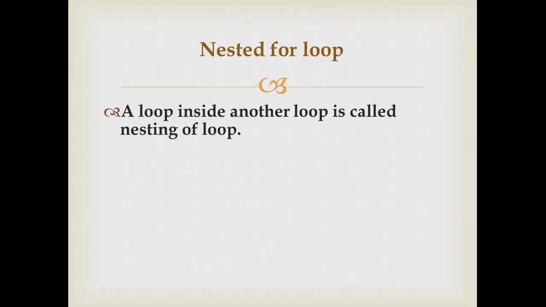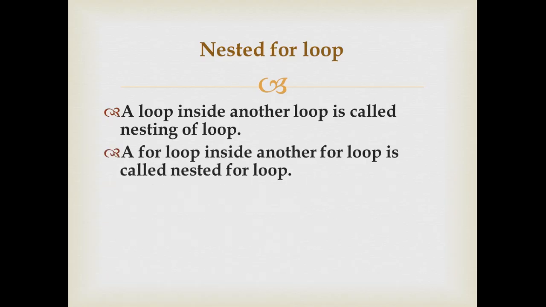A loop inside another loop is called nesting of loop. It is possible to place a loop within the body of another loop. The execution of the inner loop is controlled by the outer loop. That type of setting is called nesting of loop. In the case of for loop, a for loop inside another for loop is called a nested for loop.